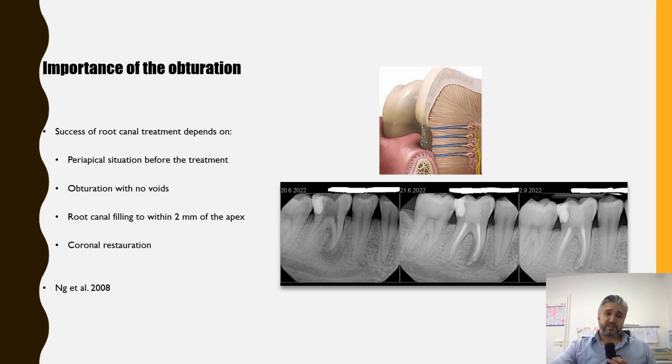The second point was the obturation must be voidless. If we have voids inside the root canal system, the bacteria will find their way inside the root canal system, and this will cause failure. The third one, the working length must be determined. The depth of the filling, the terminal point, must be adequate to the determined working length. And finally, the coronal restoration must seal the tooth. Otherwise, if you have leakage of bacteria because the margin is not sealed enough, we may have failure.